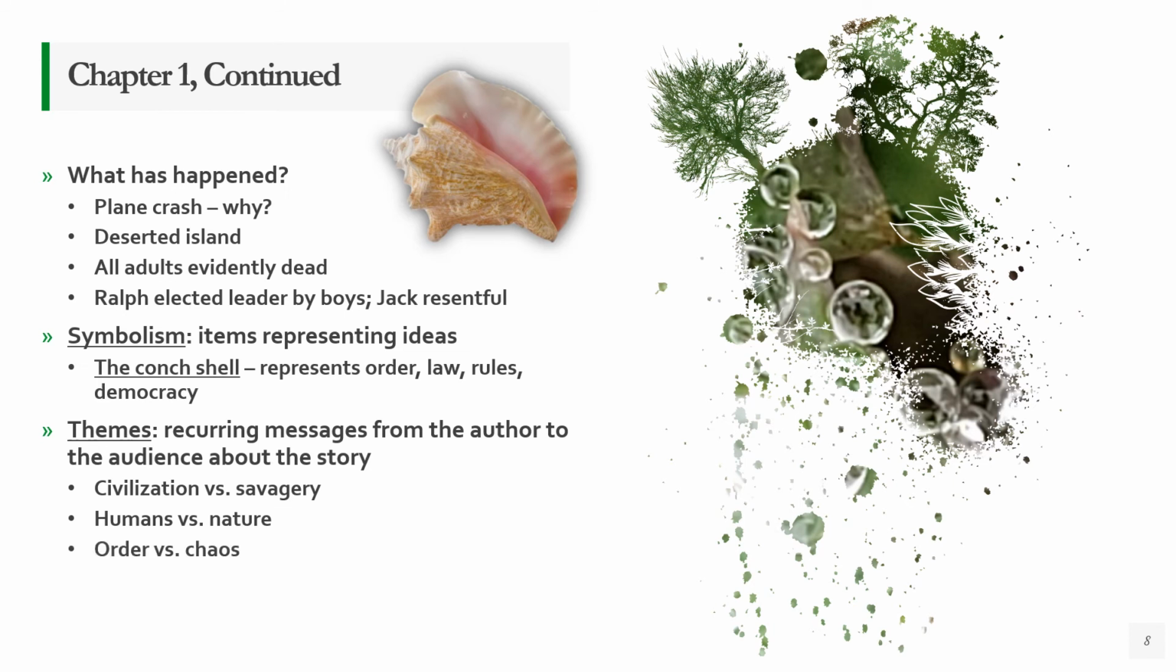And of course, order and chaos are two big things now too. The conch shell and attempting to mimic what adults do represents order. And of course, the island and everything around them is chaos. There is no order to it. These boys have to make order out of chaos.